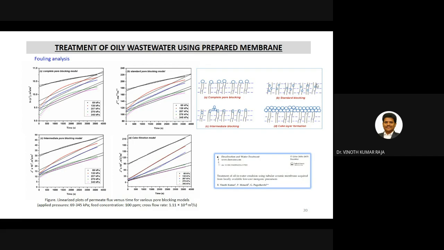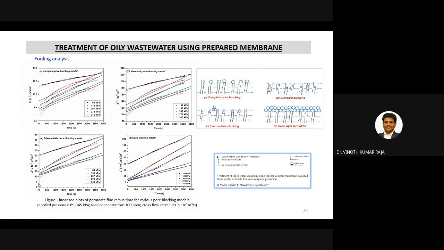The cake grows with time, as I said, and it also gives an extra barrier to the permeating liquid. It forms an additional permeating layer on the membrane surface. This extra porous barrier also impacts the membrane separation characteristics. These models can be delineated with linearized equations. The equations I have not provided here, but with the experimental data we have plotted these graphs. You can see here.